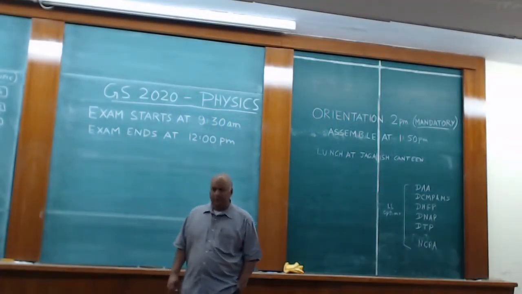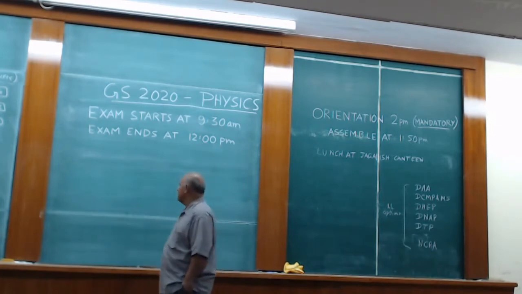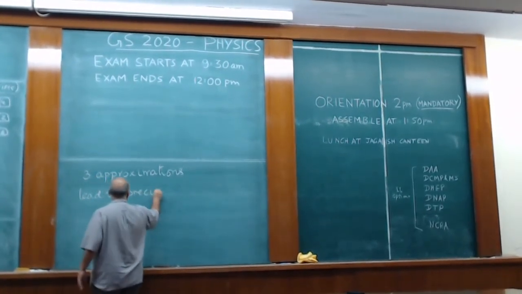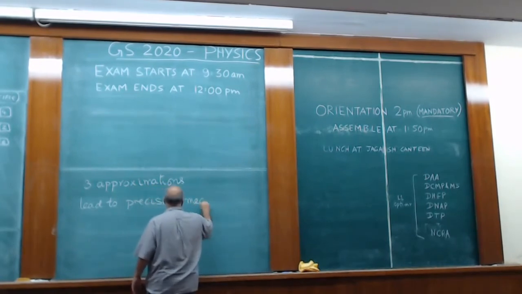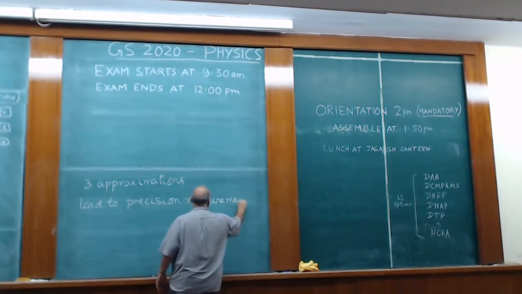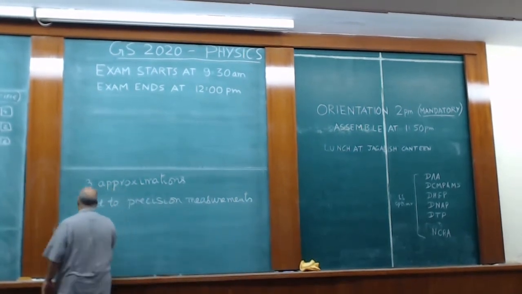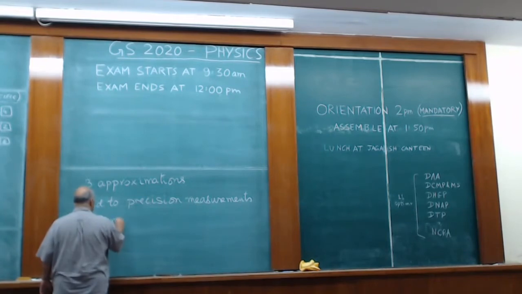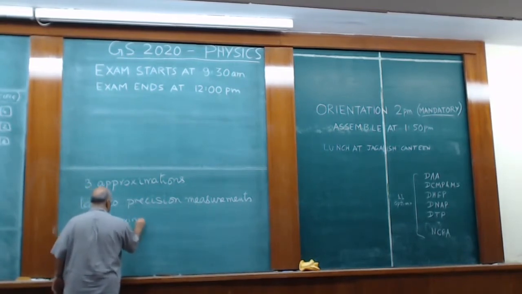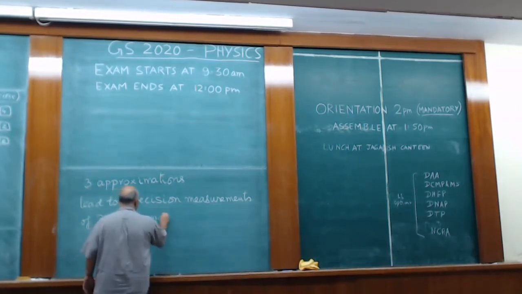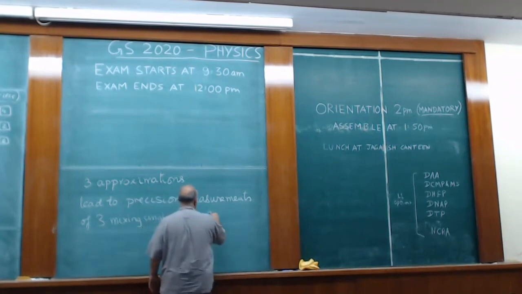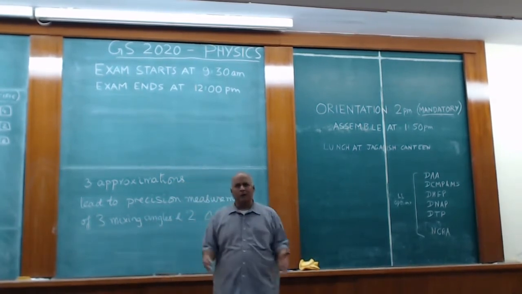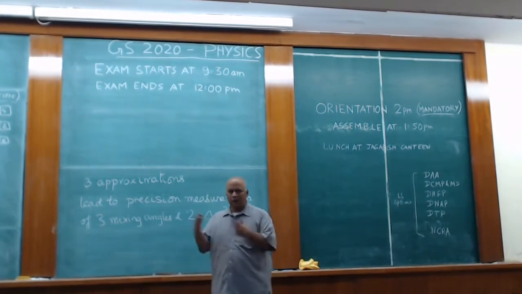So, in the last class, I discussed the three approximations for the three types of neutrino experiments with man-made sources, which lead to precision measurements of three mixing angles and two delta m squares. It just turns out that one delta m square is measured in two different experiments and they agree with each other.